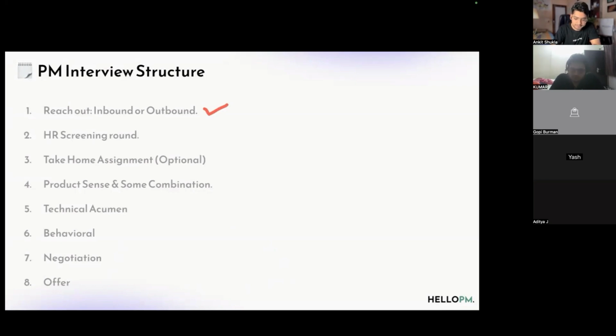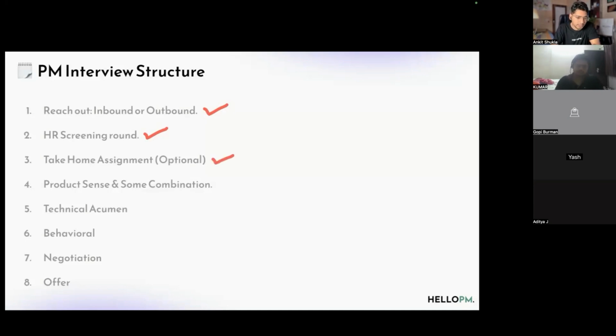The second part is there will be an HR screening round where they will understand whether your profile is, let's say, fit at the introduction level or not. Okay. After that, sometimes if it's a junior role, they might give you a take home assignment.